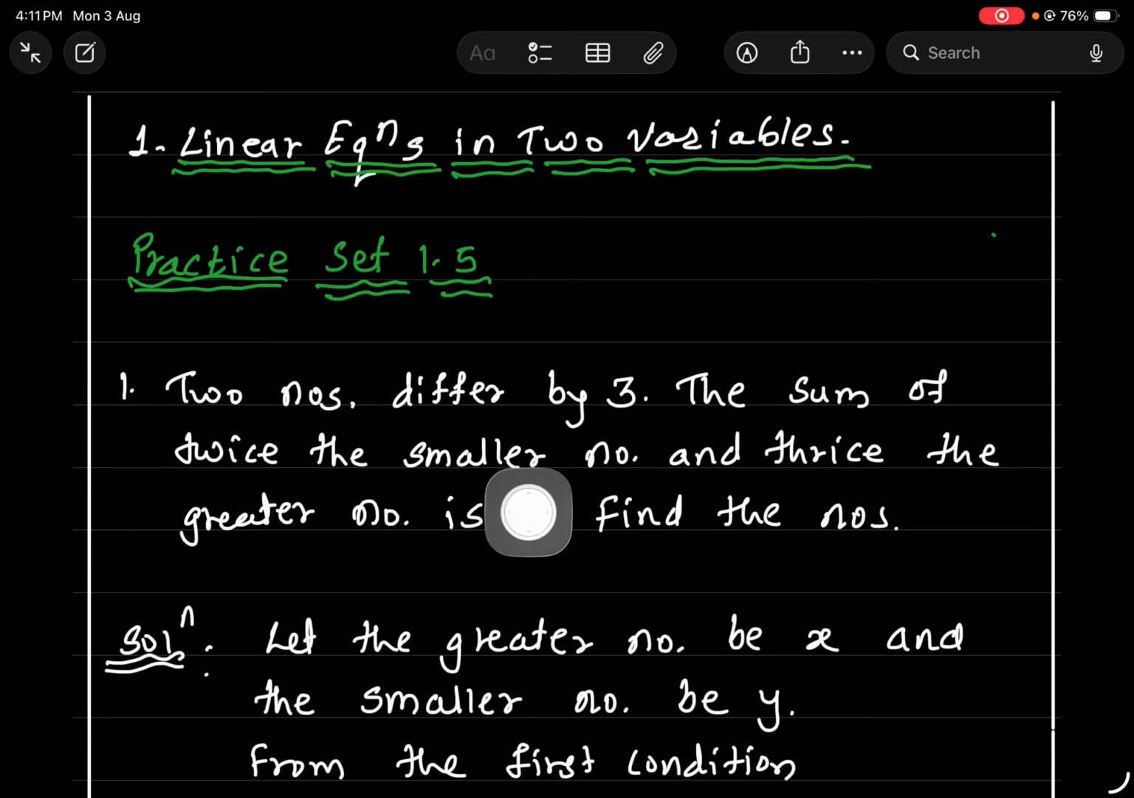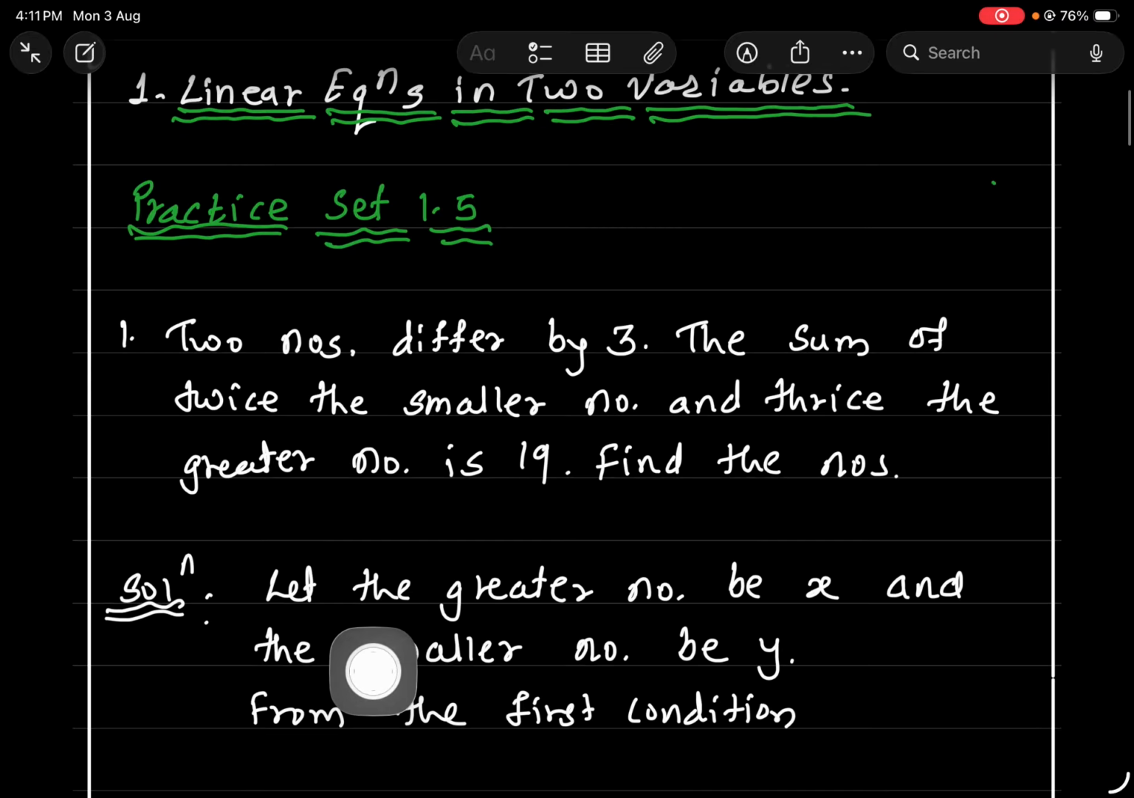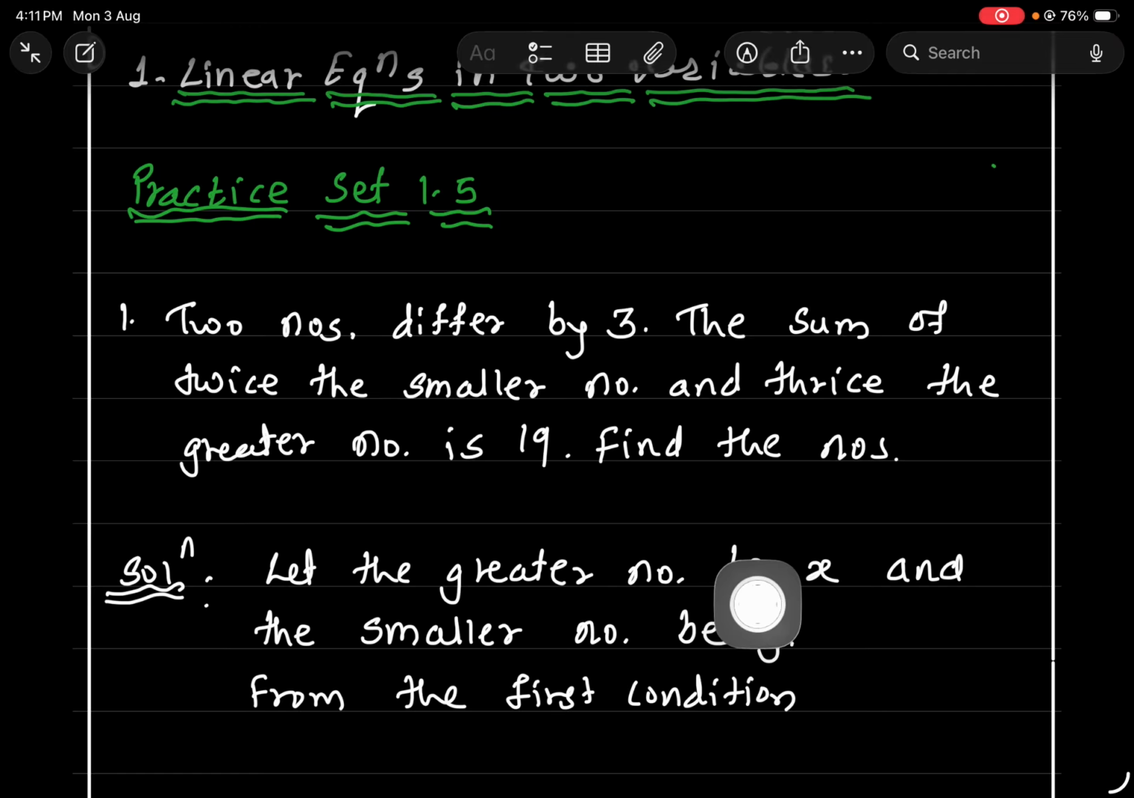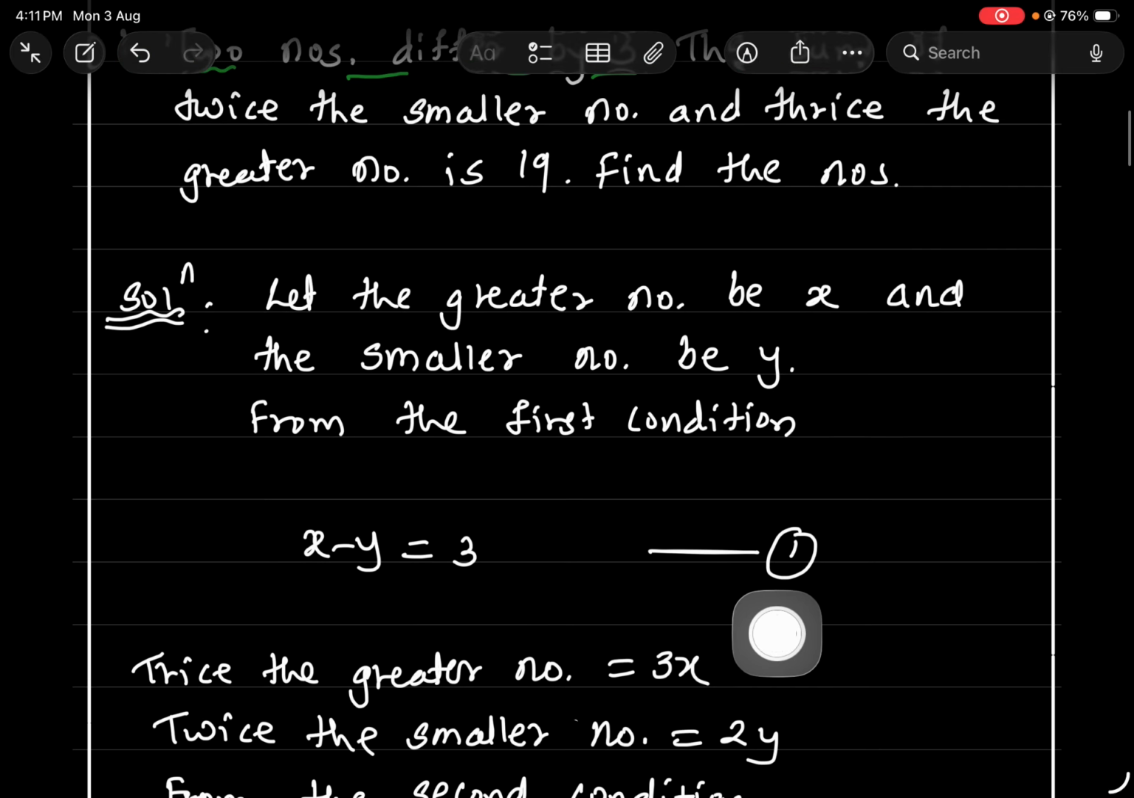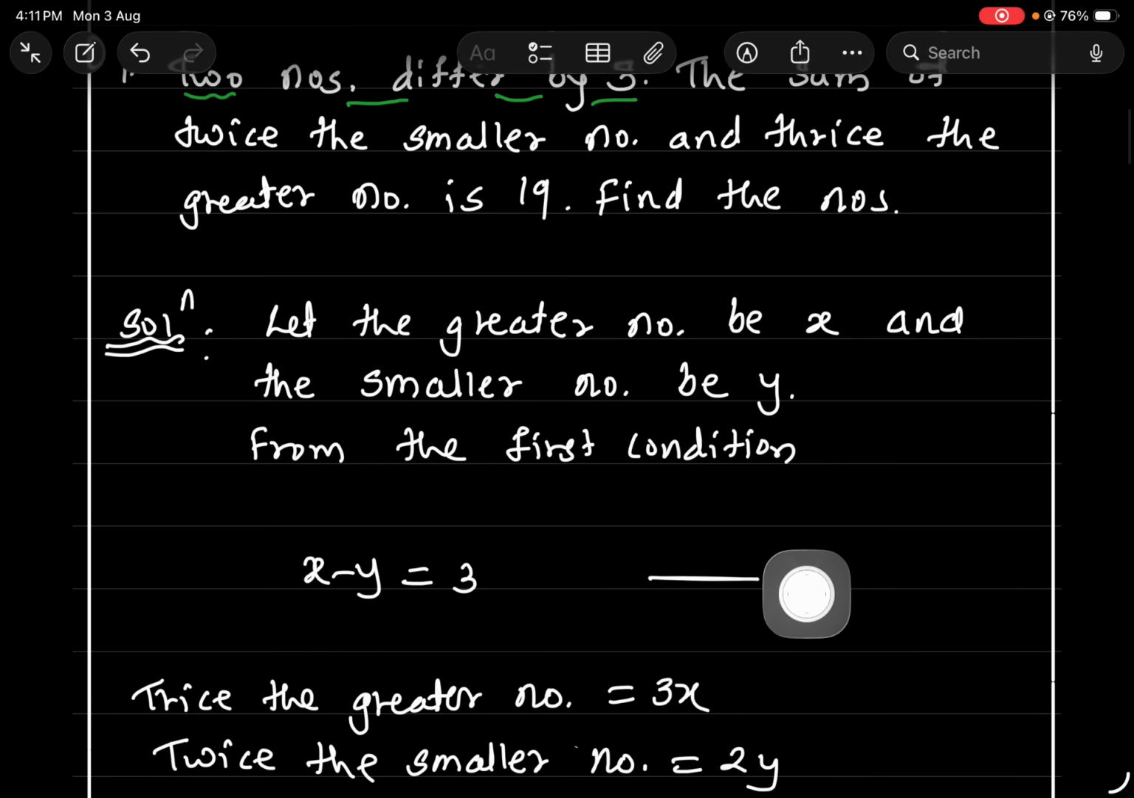So here, simple, let the greater number be x and the smaller number be y. Now the first sentence is very easy. Two numbers differ by 3. We have the two numbers x and y. It differs by 3 means x minus y equal to 3. This is the first equation. So we got the first equation.